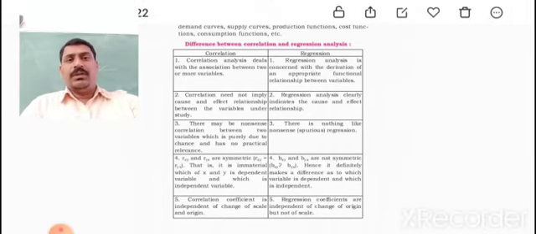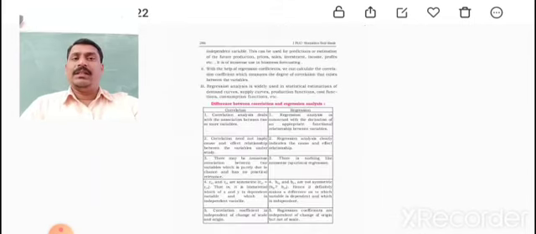Okay, so this is all about the theory part of our regression analysis. In our next class, we will solve some problems on regression analysis, using the regression equations to estimate an unknown value with the help of a known value of the other variable.